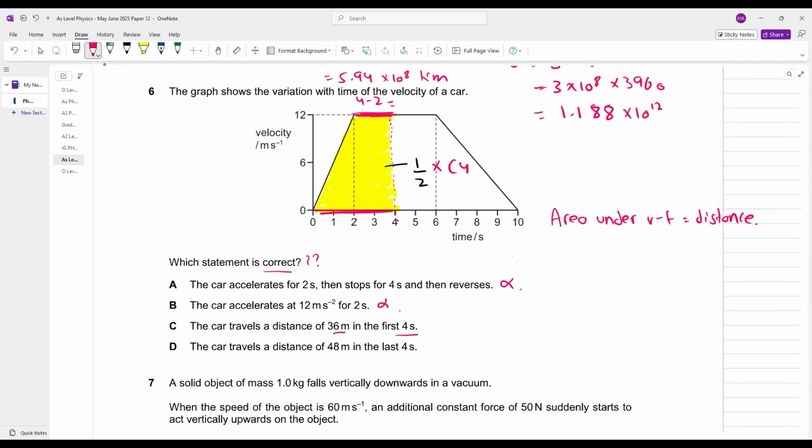What will the length of this parallel side be? 2, multiplied by the height, that is 12. 1/2 × 6 × 12 comes out to be 36 meters. I guess this option is correct. Let's move ahead.